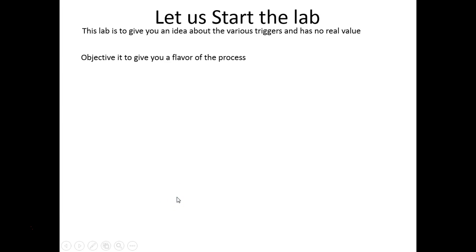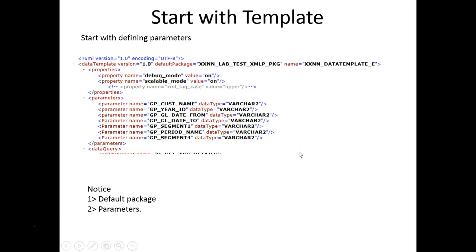So let's take a look at the lab. The goal of the lab is to take you through the various triggers. There's no real business or process behind it. So our objective is to take you through the flavor of the process. We'll start with defining the template. I have an XML file that points to the default package, and I have defined the parameters here. The two things we need to notice here: one is the default package, the second is the parameters.